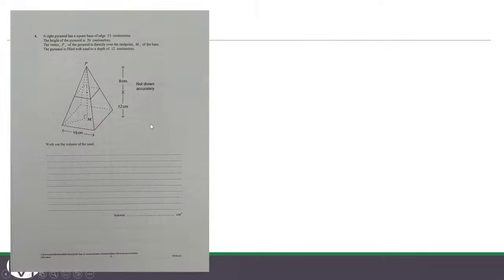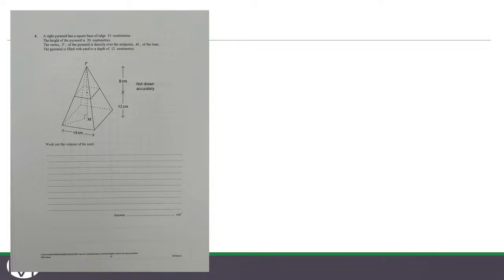A right pyramid has a square base of edge 15 centimeters. Yeah, a height of 20, so 8 and 12 is 20. P is directly above the midpoint of M. It's filled with sand. Okay, so this bottom part of it is filled with sand. Work out the volume of the sand.